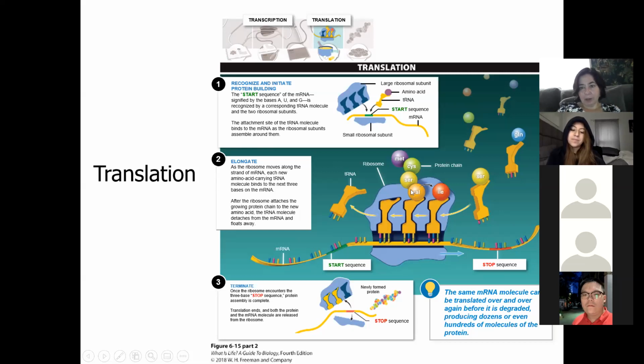So this chain is already building. For example, this one is done, it's going to leave, right? This one, you see the code matches on the transfer RNA, matches the code on the messenger RNA, add it, right? The next one in the row, if the code matches, add it. The next one comes, add it.